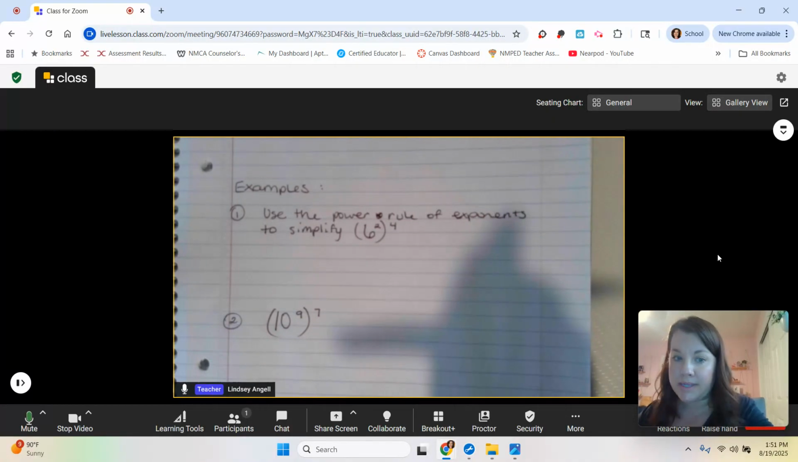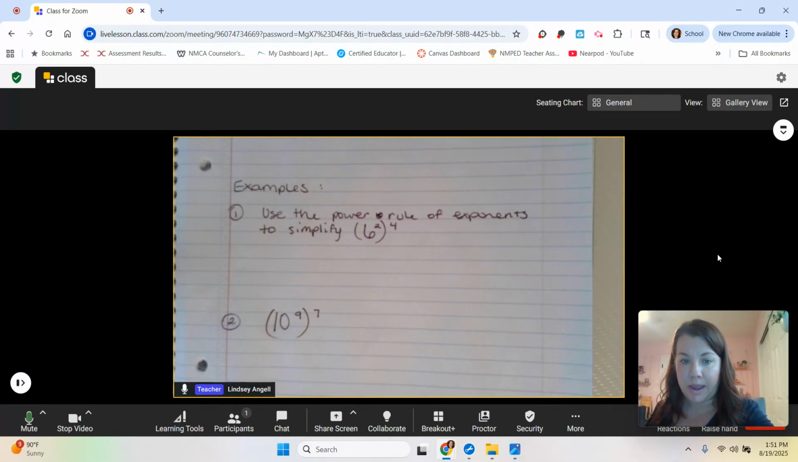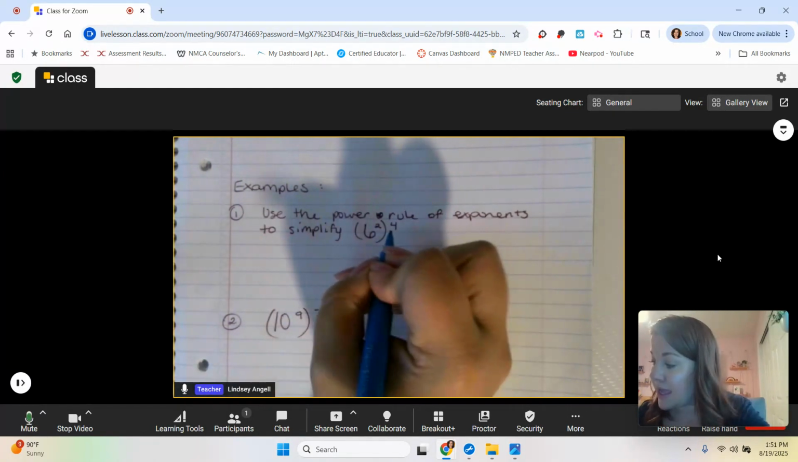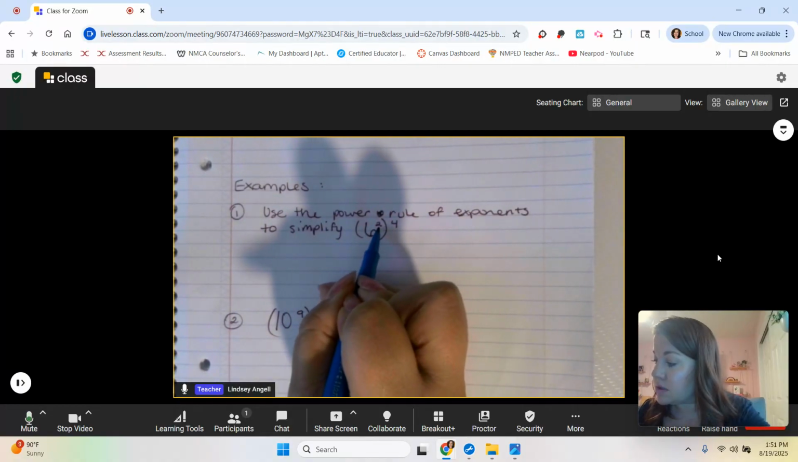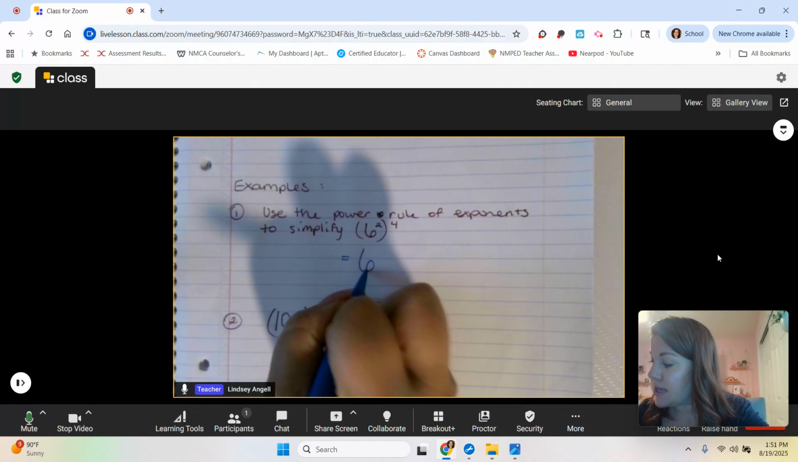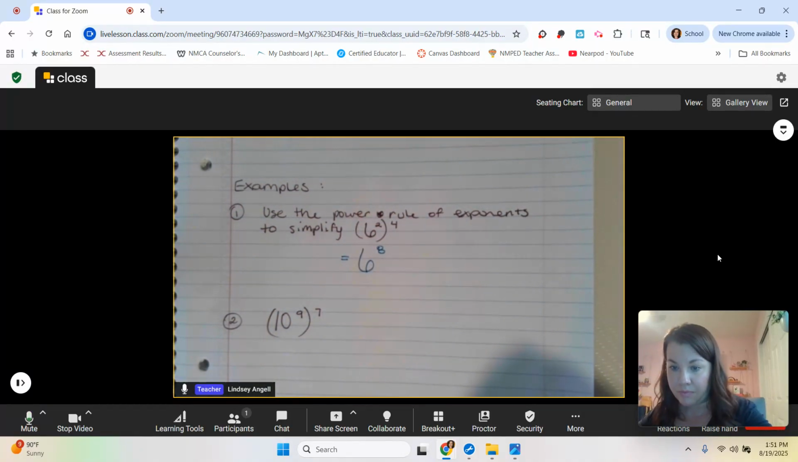Number 1 says, use the power rule of exponents to simplify 6 squared to the 4th power. So, using that power rule, what that tells me is that I can do 2 times 4, and what that is actually going to equal is 6 to the 8th power. Okay, just multiply them together.